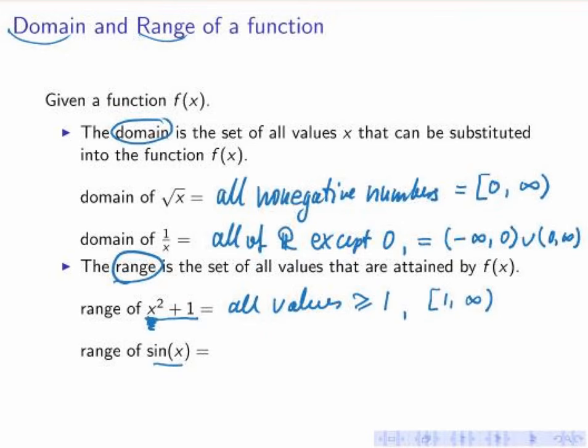For the sine function, we know it oscillates between plus and minus 1, right? And it looks like this. So here is 1 and here is minus 1. So the range of this function is the interval minus 1 to 1.